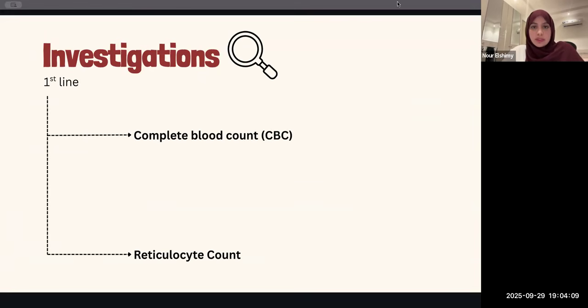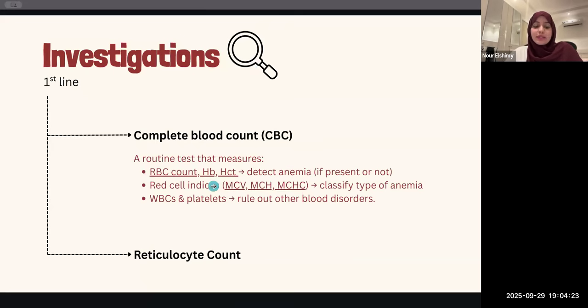Now, what even is CBC? From its name, it's the complete blood count, okay? So basically, it's a test that tells us about all the different cells we have in our blood, okay? So it's a test that measures red blood cell count, the hemoglobin, the hematocrit, some red cell indices like MCV, MCH, MCHC, and white blood cells and platelets.